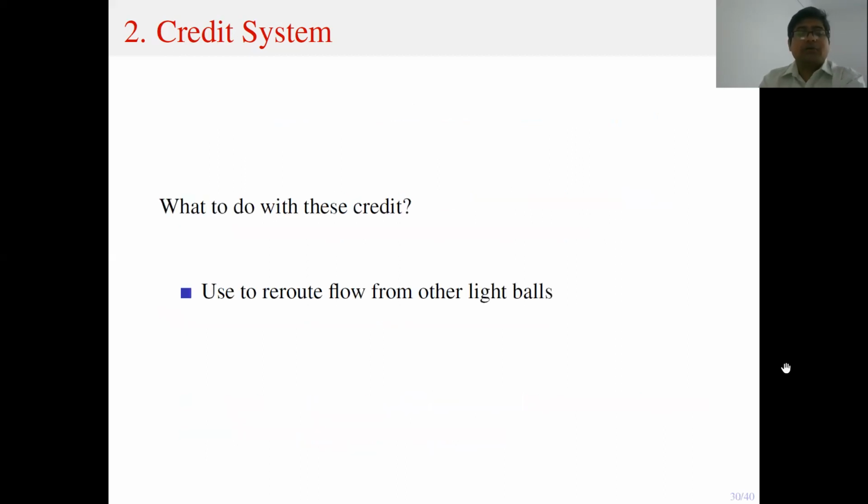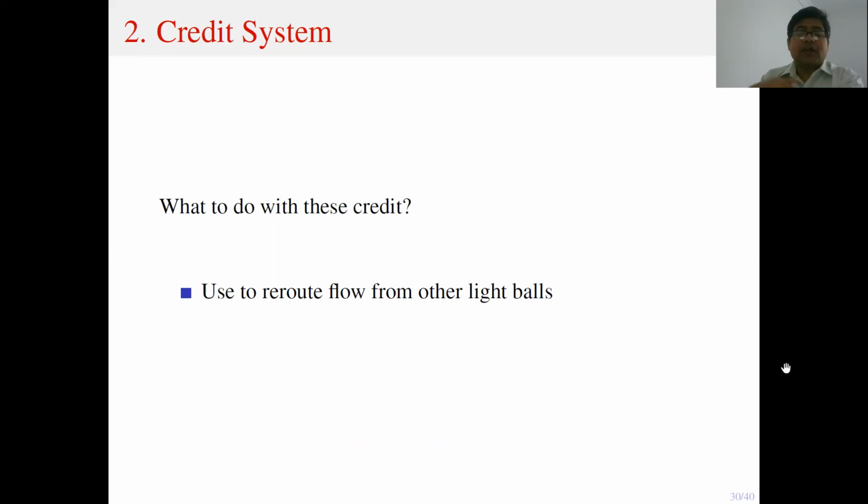Now, how do we address the second question? One way to do that is to make use of the available capacities to reroute flow from other light balls, or to absorb the flow of other light balls.